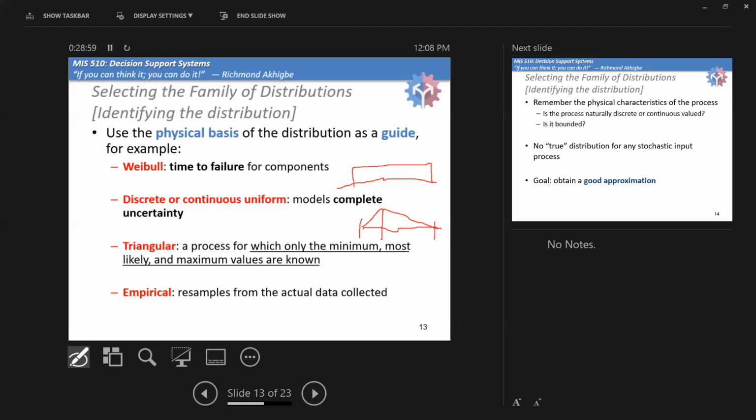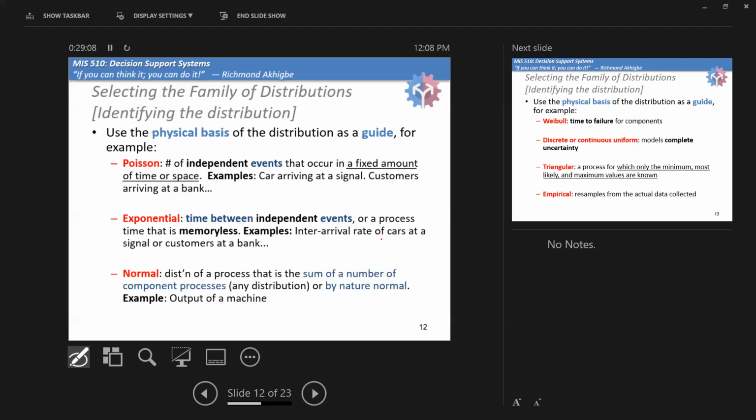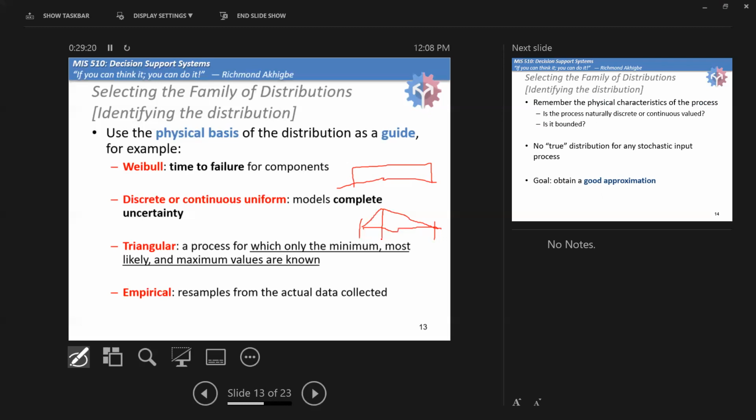So please, everybody understand that? Just from an exam perspective as well, you should be knowing these things. You know this already very well. Independent events, okay? Times between independent events. Sum of a number of different components together. What is the distribution if time to failure is of concern? You'll be using Weibull. If you know nothing about it, uniform. You just say uniform. Discrete or continuous can be attached to it depending upon what you're modeling. But if you know a little bit more, if you know minimum, maximum, and most likely value, then you use triangular.